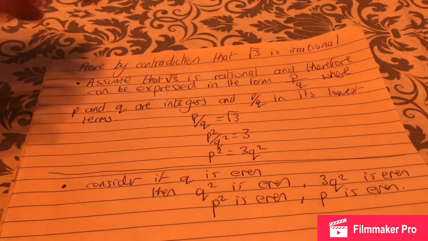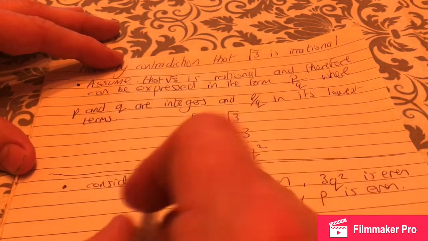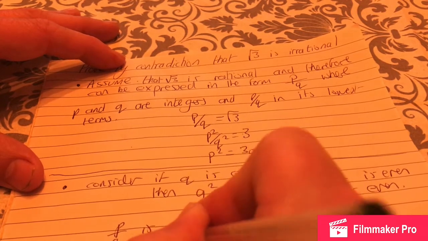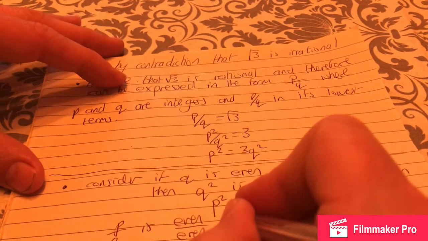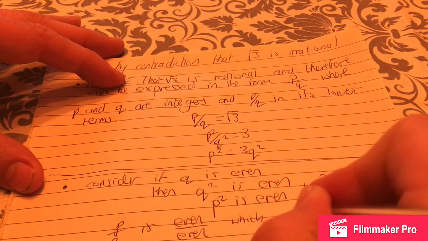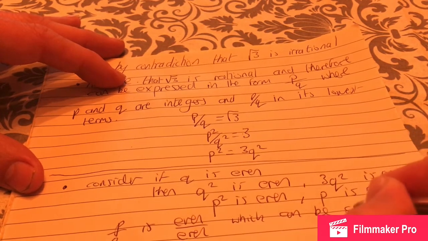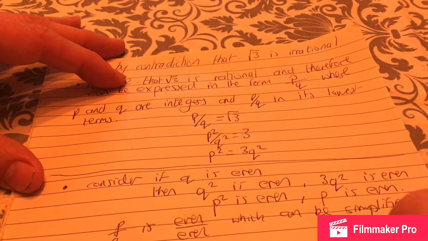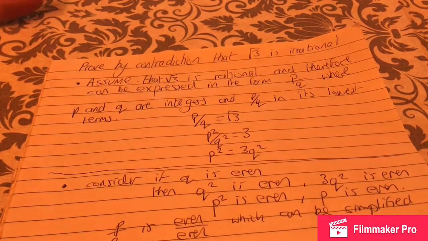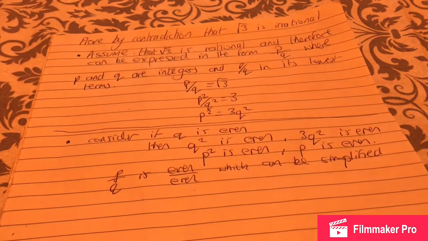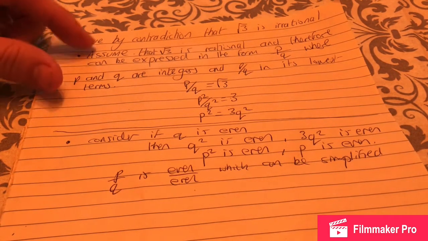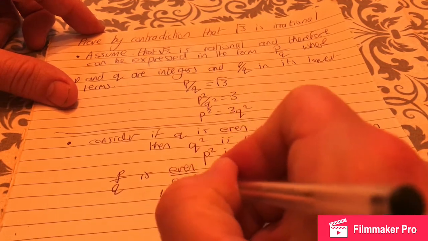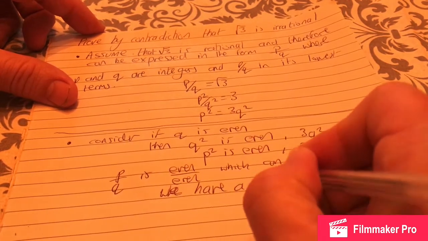So I've got P and Q both even. So that means P over Q is even over even, which can be simplified. I can simplify any fraction that's got even over even by dividing through by 2. Therefore, we have a contradiction.